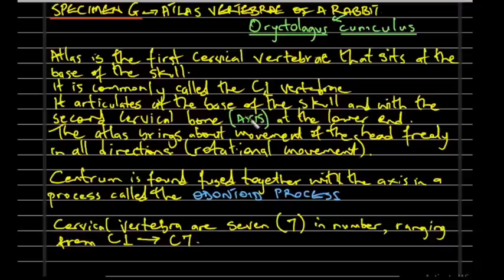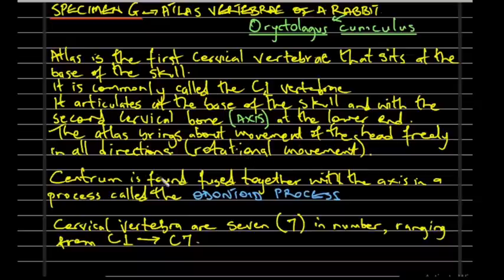Now we have two types of cervical bones. The first one is called the atlas that we're talking about, and the other is called the axis. The atlas is the first bone sitting directly under the skull, and it is connected at a particular point called the odontoid process with the second cervical bone, which is the axis at the lower end. The atlas brings about movement of the head freely in all directions. We call that type of movement rotational movement.